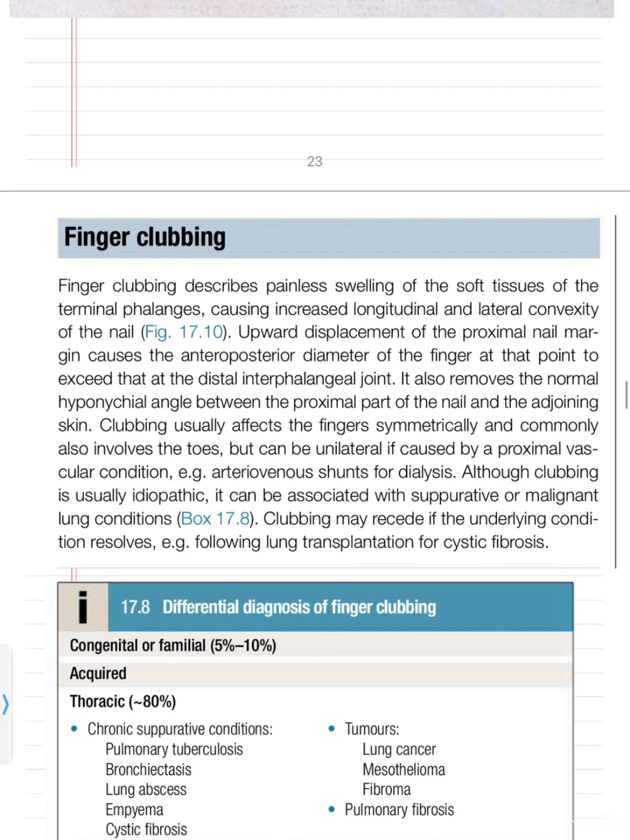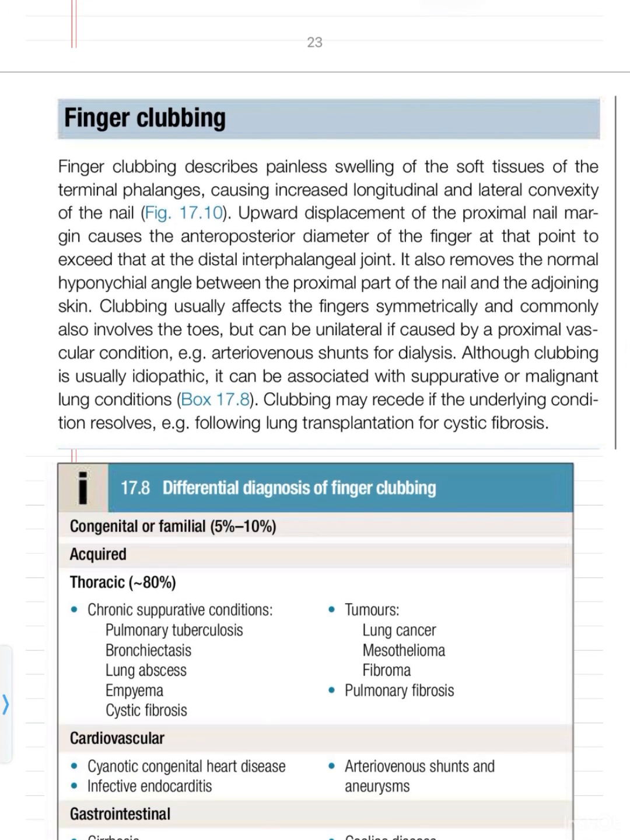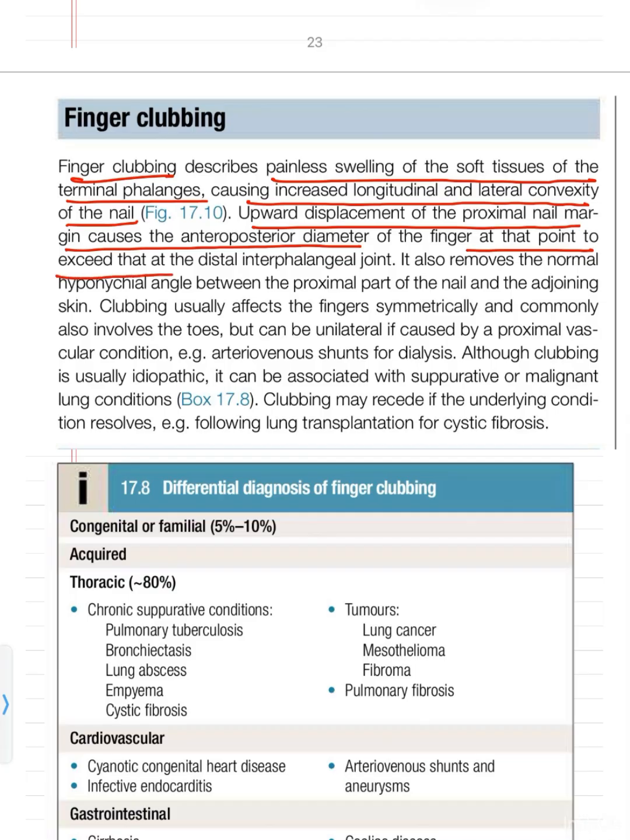So let's read the text from where it has been taken. It says that finger clubbing describes painless swelling of the soft tissues of the terminal phalanges, causing increased longitudinal and lateral convexity of the nail. Upward displacement of the proximal nail margin causes the anteroposterior diameter of the finger at that point to exceed that at the distal interphalangeal joint. It also removes the normal hyponychial angle between the proximal part of the nail and the adjoining skin. Clubbing usually affects the fingers symmetrically. So from here, the question has been framed.